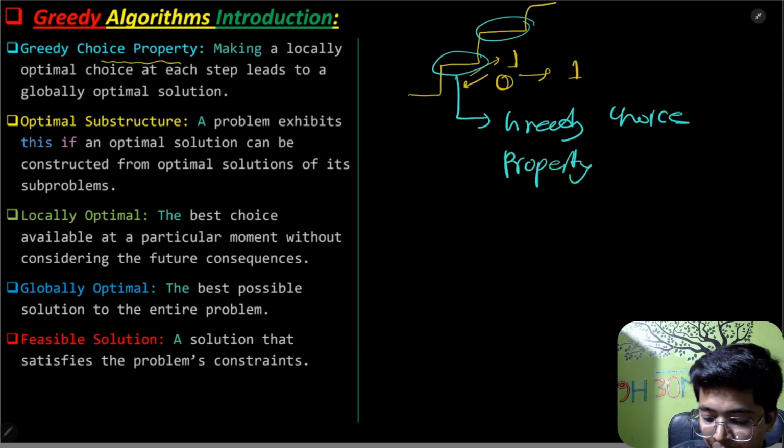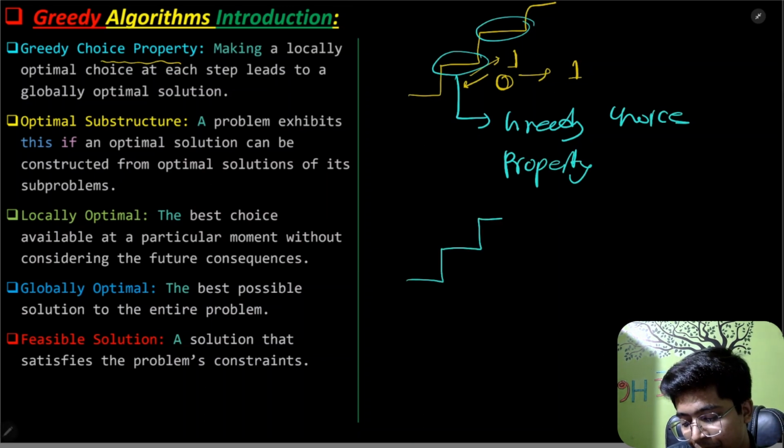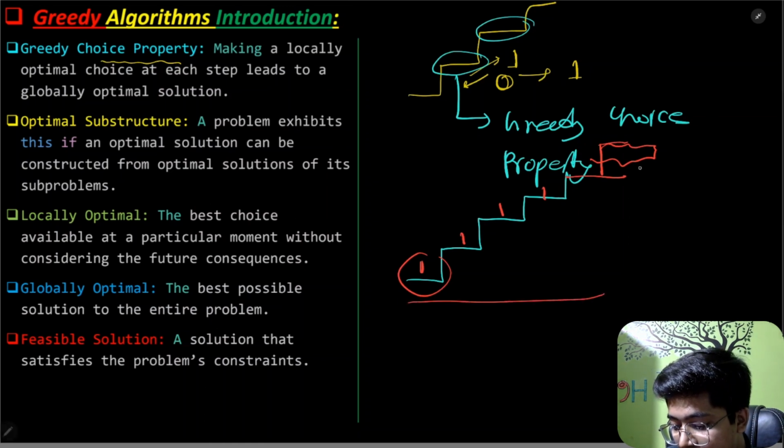Now, optimal substructure. What is it? In our case problem, we noticed that those decisions, here one, here one, here one, could lead us to the final decision where we would hoist our flag. So our subproblems or suboptimal solutions could lead us to the main optimal solution. This entire system we can call the optimal substructure.